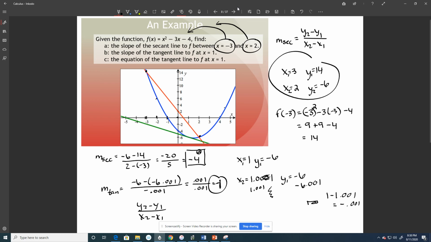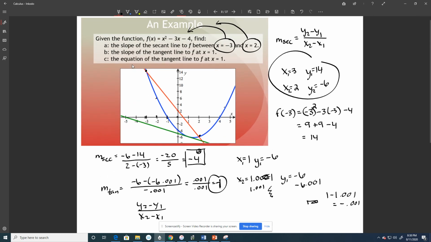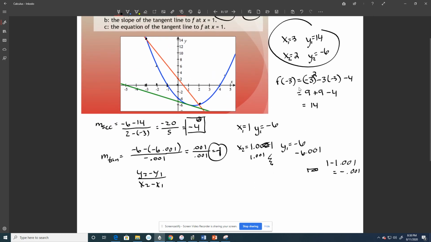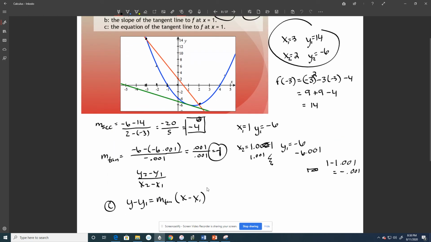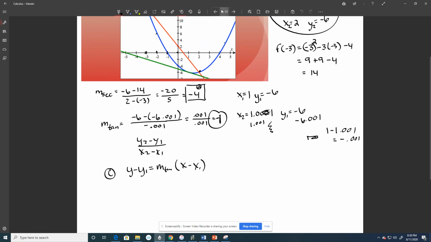We're not ready to do another example. I thought I was missing something. Part C, the equation of the tangent line. So part C, it wants our equation, which remember is y minus y1 equals the slope of my tangent line times x minus x1. So as we're pulling that from here, that's where we got it from, just our formula back there. So my y is just y.